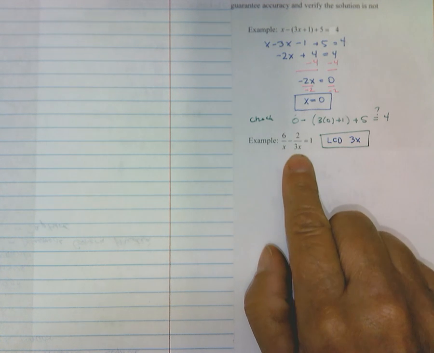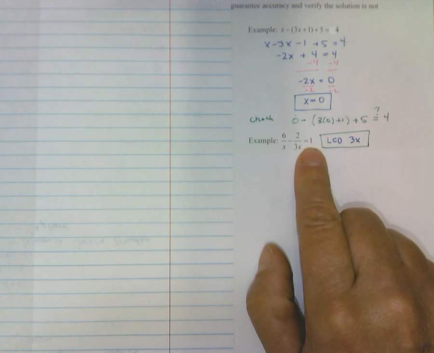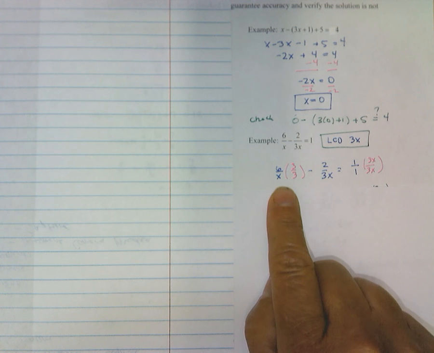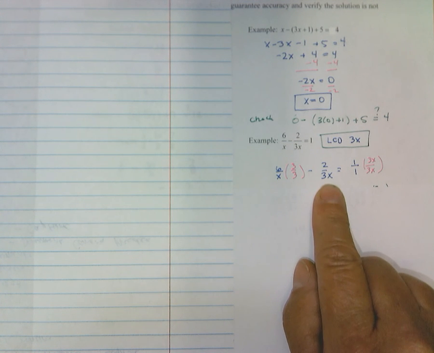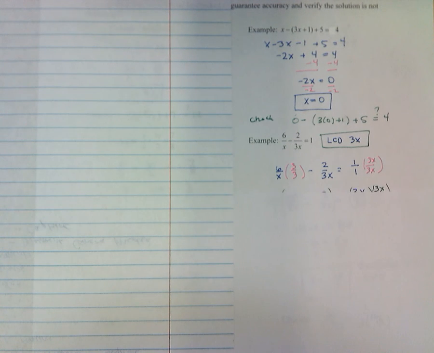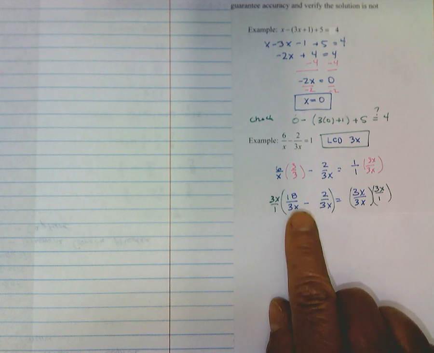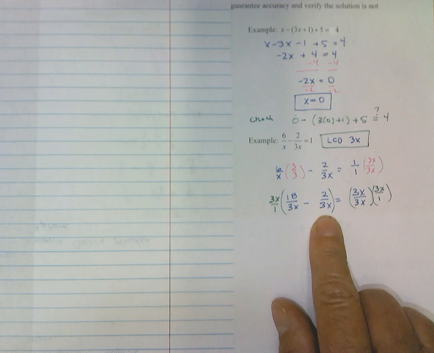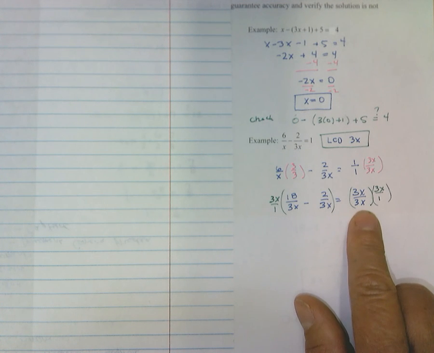So I have an x, a 3x, and this is just 1 by itself. So this is saying 1 over 1. So my least common denominator is going to be 3x. I have to multiply the first fraction by 3. The second fraction, I don't need to multiply anything. And on the other side of the equal sign, I have to multiply by 3x. Then I go ahead and multiply. I get to 18 over 3x minus 2 over 3x equals 3x over 3x.